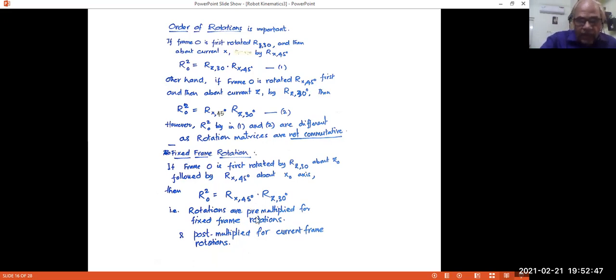So you need to be careful as to what you are doing, whether you are rotating about a current axis or a fixed axis. If you are rotating about a fixed frame, then you pre-multiply the rotation matrices. On the other hand, you post-multiply if you are rotating about the current frames.